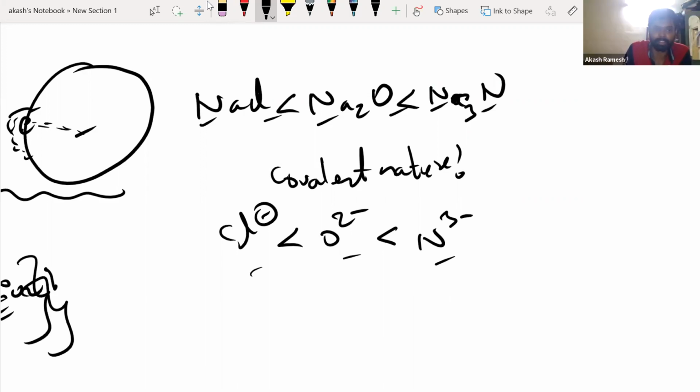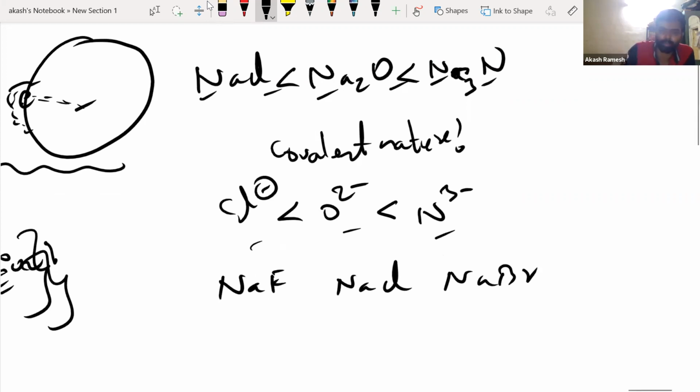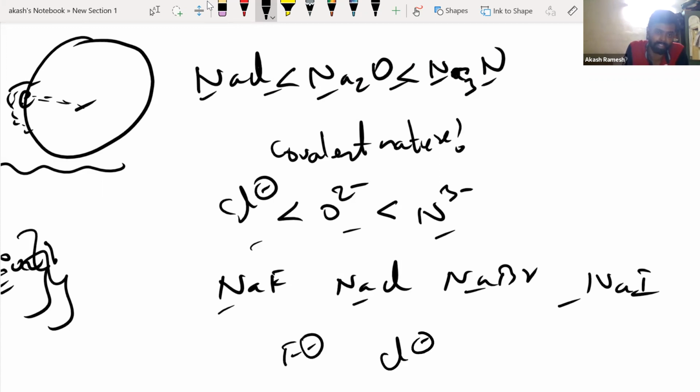We'll take an example where there's a difference in size. Say, let me take NaF, NaCl, NaBr, and NaI, if you want, not a big deal. So I have these compounds. Now, again, I ask you to arrange them in the order of covalent nature. Again, the cations are the same, only the anions are varying. The anions here are F minus, Cl minus, Br minus, and I minus.